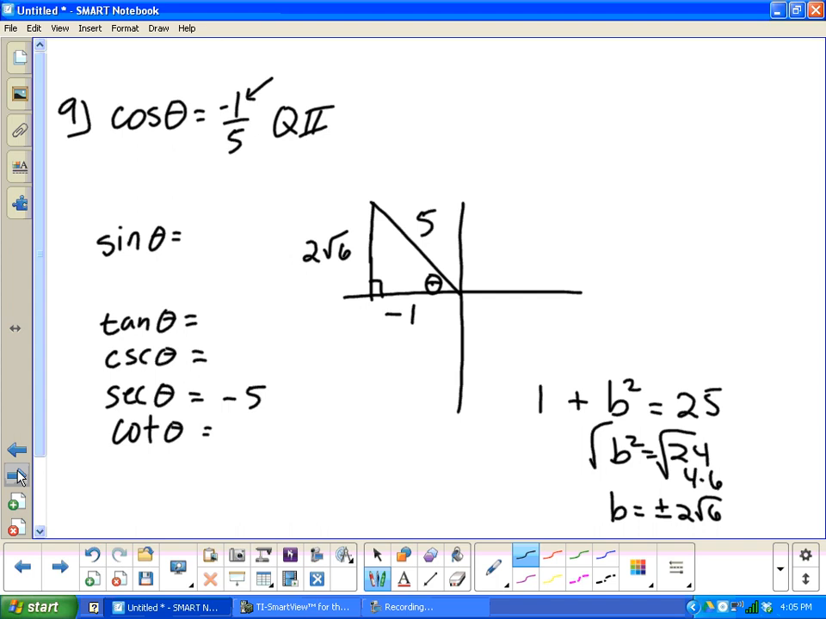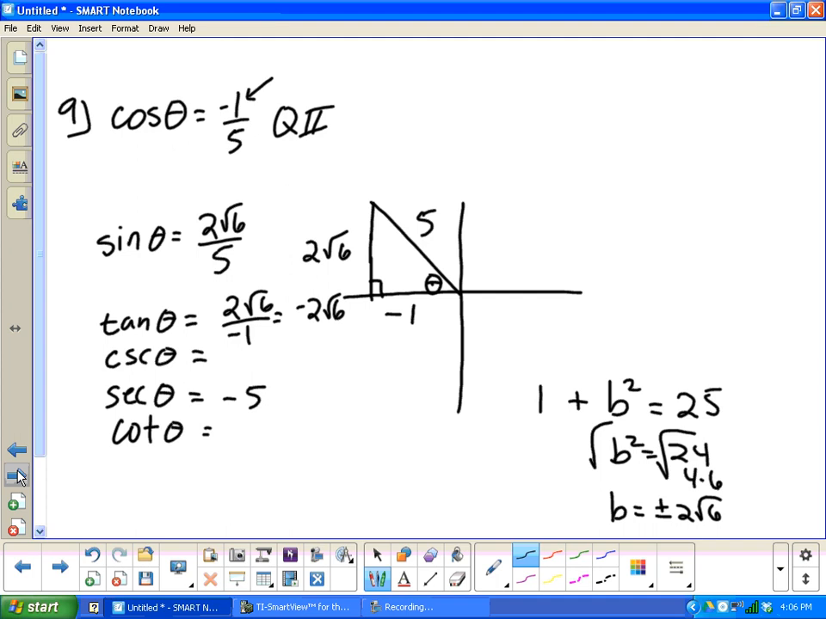Now, let's find the rest of the ratios. All right, so sine is opposite over hypotenuse. So that would be 2 square root of 6 over 5. Okay, tangent is opposite over adjacent. So that would be 2 square roots of 6 over -1, which would just be -2 square root of 6.